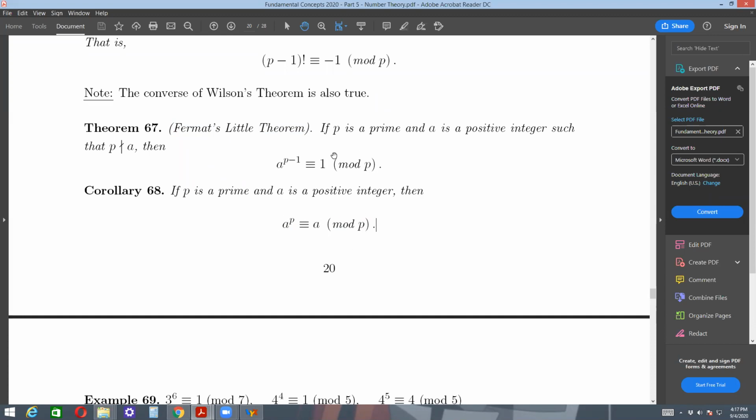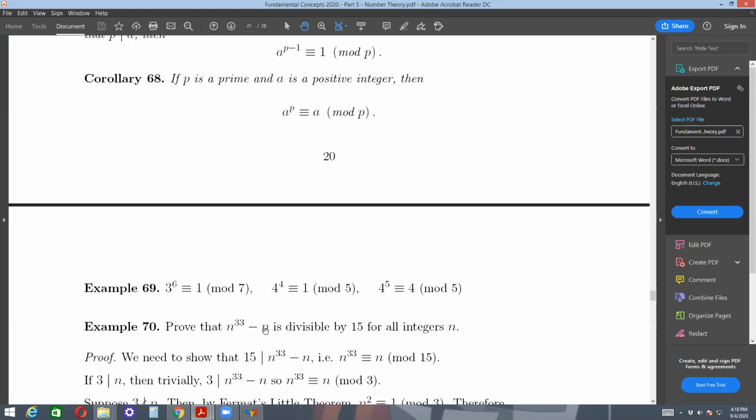A needed to be relatively prime here because if P divided A, then you would have 1 is congruent to 0, which doesn't make sense. But in this one, if P divides A, then you'll get 0 is congruent to 0, which is true. Right? So with the standard way of using Fermat's little theorem, A and P have to be relatively prime. With this corollary down here, you don't need that condition. So this is for any integer A.